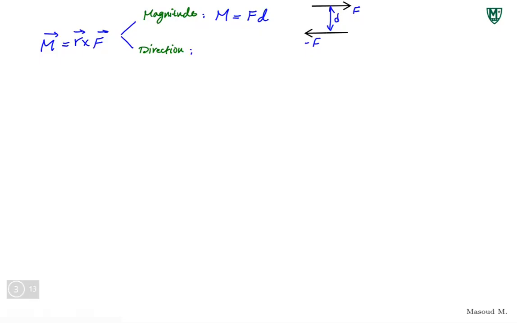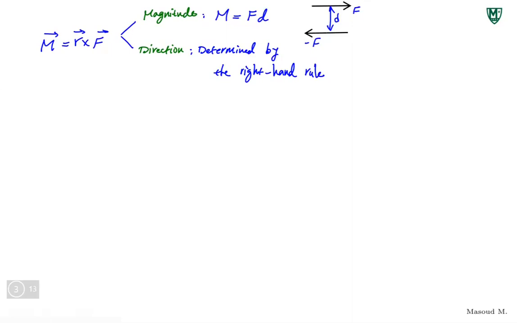Now, in terms of direction, we determine the direction using the right-hand rule. What do I mean by that? If my four fingers represent the direction of one of these forces, it doesn't matter which one, that one or this one, as long as the palm of my hand is facing the point that I'm finding the moment about. The moment is created, in this case, you can think about the point exactly between these two forces, the middle point.